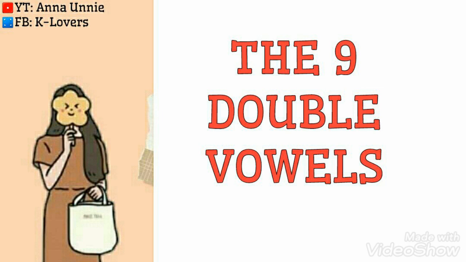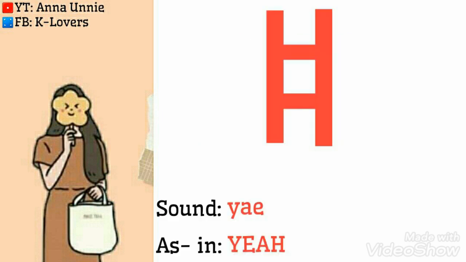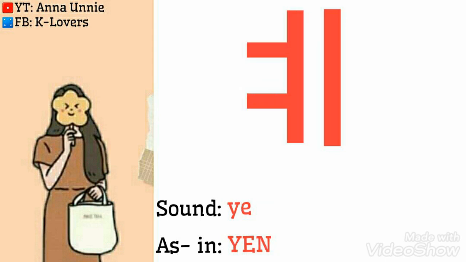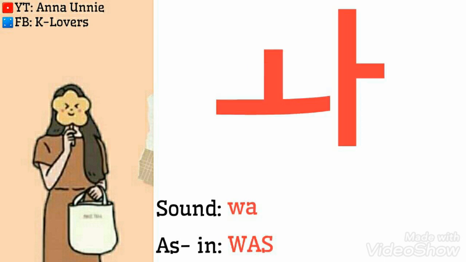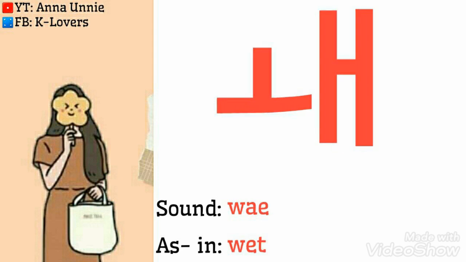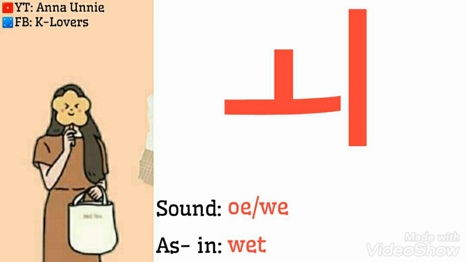So the nine double vowels. Our first letter is ye, as in ye. This one is ye, as in yen. This is wa, as in was. This is we, as in wet. The next letter is we, as in wet.